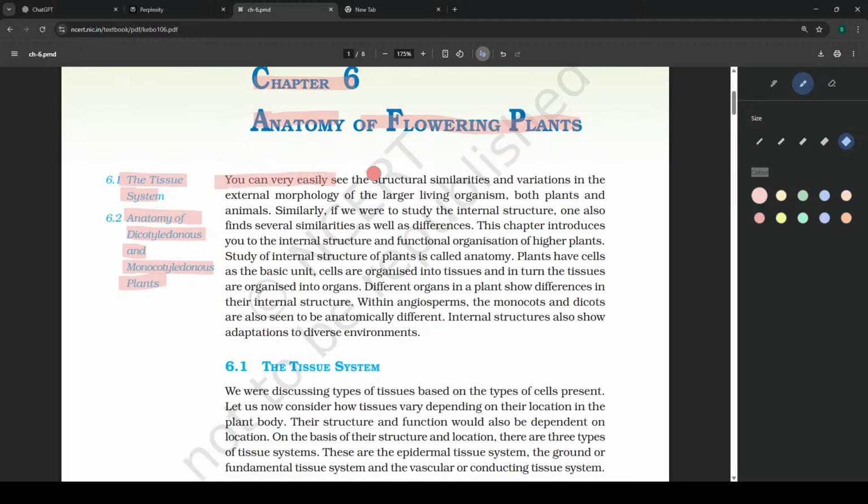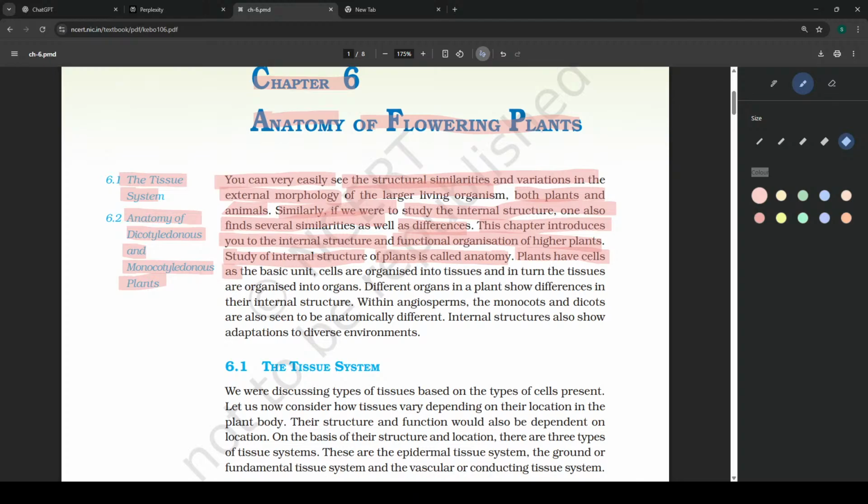You can very easily see the structural similarities and variations in the external morphology of large living organisms, both plants and animals. Similarly, if you were to study the internal structure, one also finds several similarities as well as differences. This chapter introduces you to the internal structure and functional organization of higher plants. Study of internal structures of plants is called anatomy.